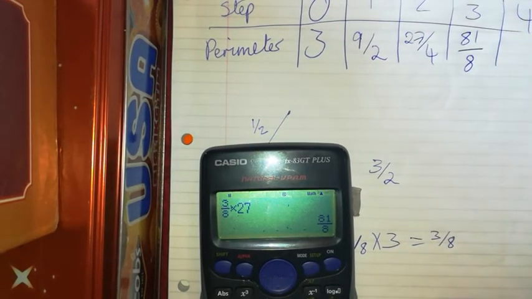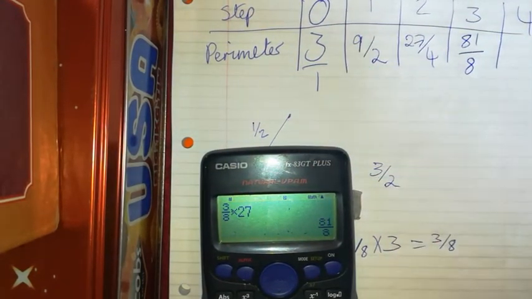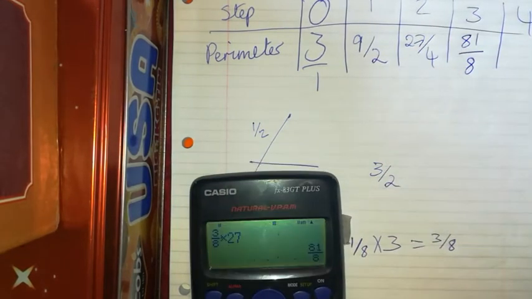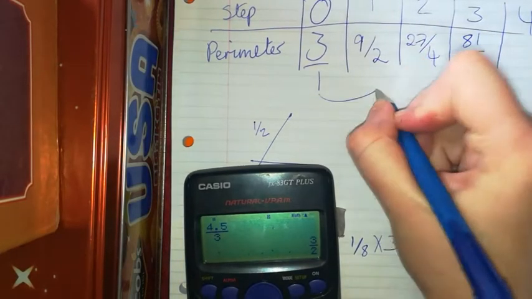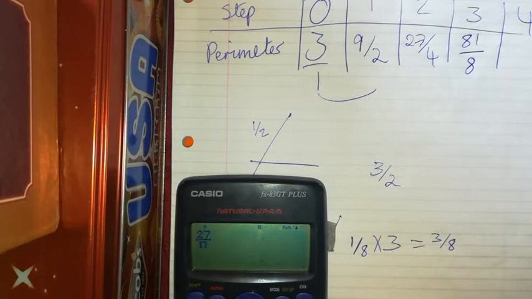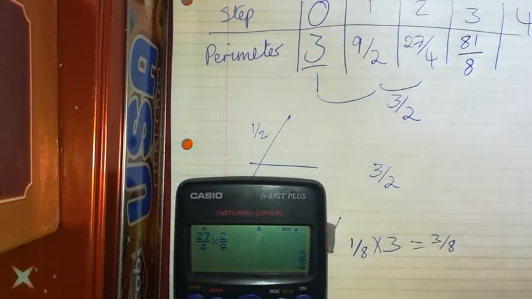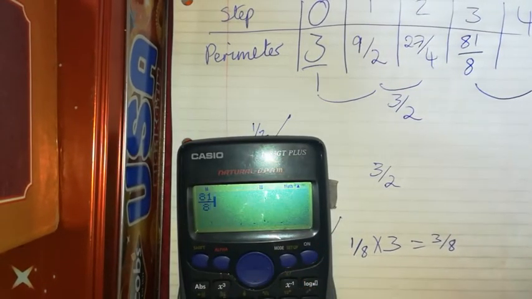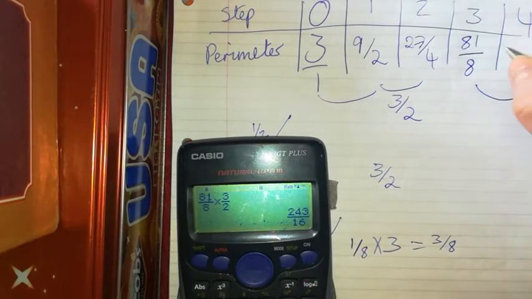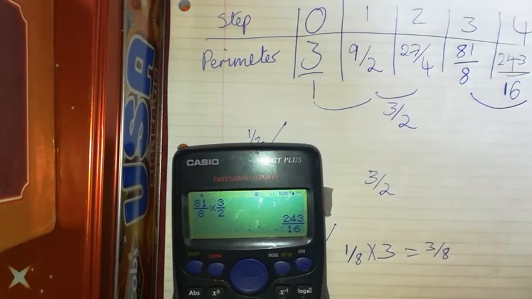But I can see what's really happening is that my ratio is 3/2, because if we put 9/2 over 3, we get 3/2. If we put 27/4 over 9/2, we get 3/2. So our ratio is 3/2. So instead of counting out in step number 4, I'll multiply 81/8 by 3/2, and in step number 4 I get 243/16.